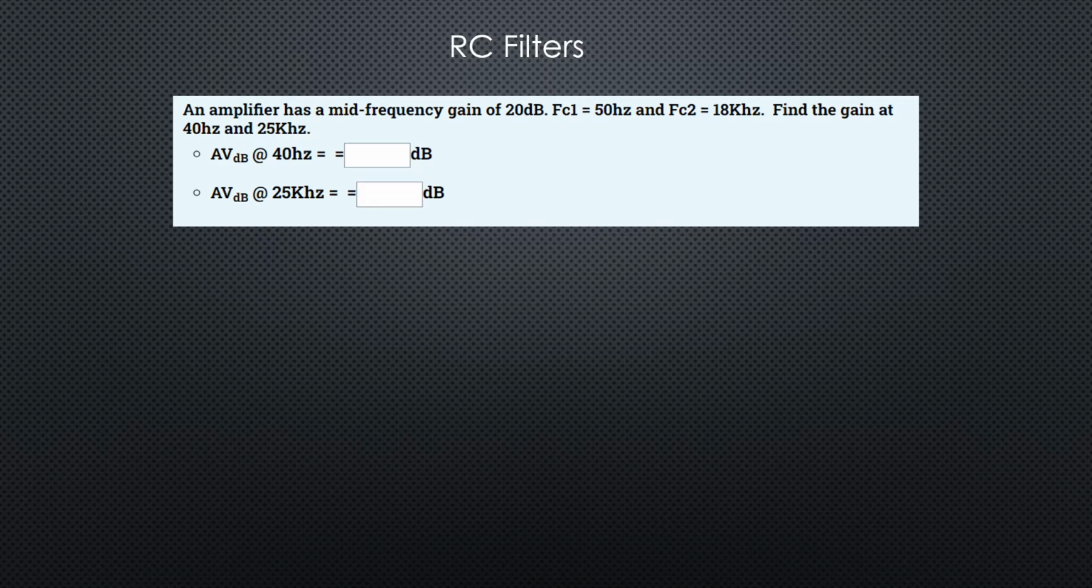And so the first formula is AV, gain in dBs, equals 20 log of 1 over the square root of 1 plus F1 over F, that quantity squared.